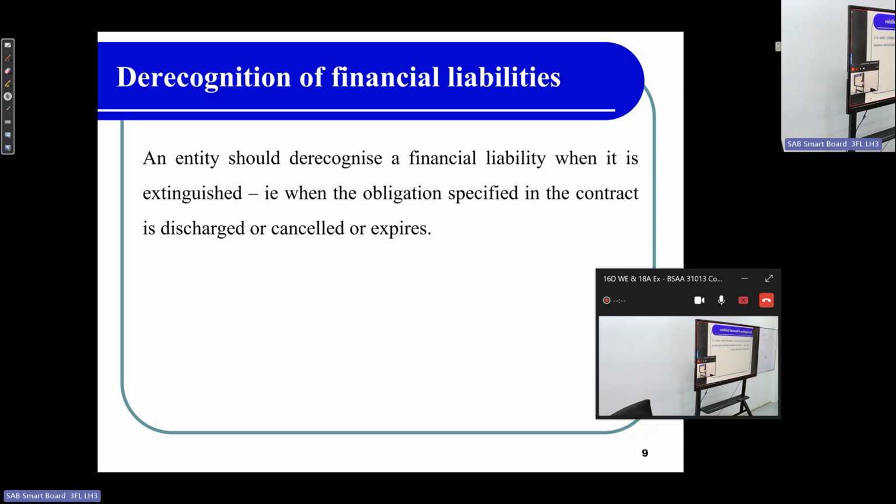Derecognition of financial liability. Read everyone, please. An entity should derecognize a financial liability when it is extinguished. That is, when the obligation specified in the contract is discharged, cancelled, or expired. That's what you have written under 3 headings and 3 bullets.